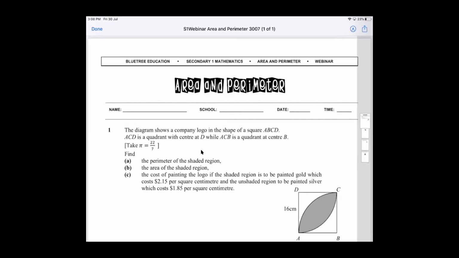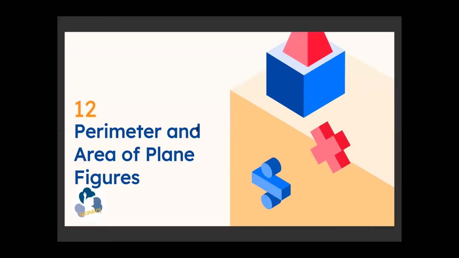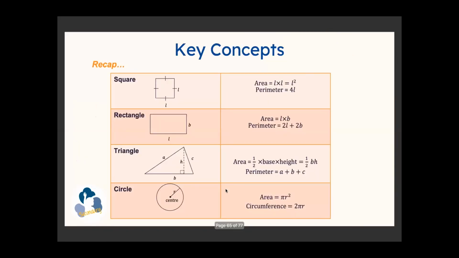So let me share with you my slide first. Okay, this one. Let's do a quick recap, so that later when I go on to the questions, you will not be totally lost. So, perimeter and area, plain figures only. In this chapter we are looking only at plain figures, not total surface area. You have to differentiate that from total surface area. So this is just 2D figures.